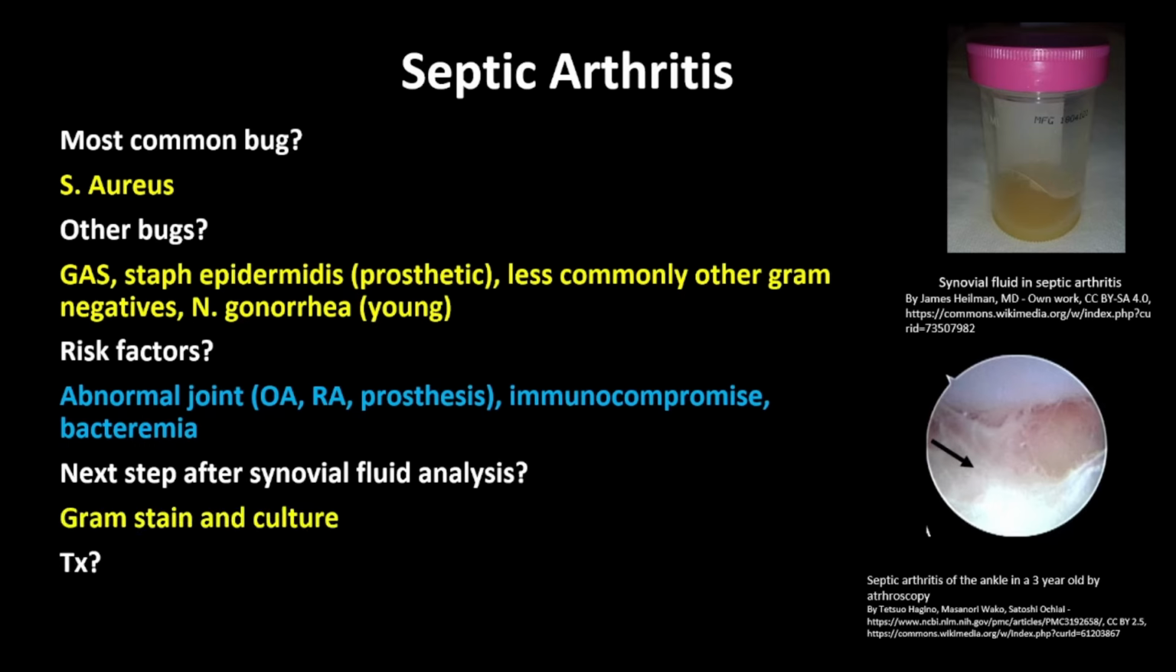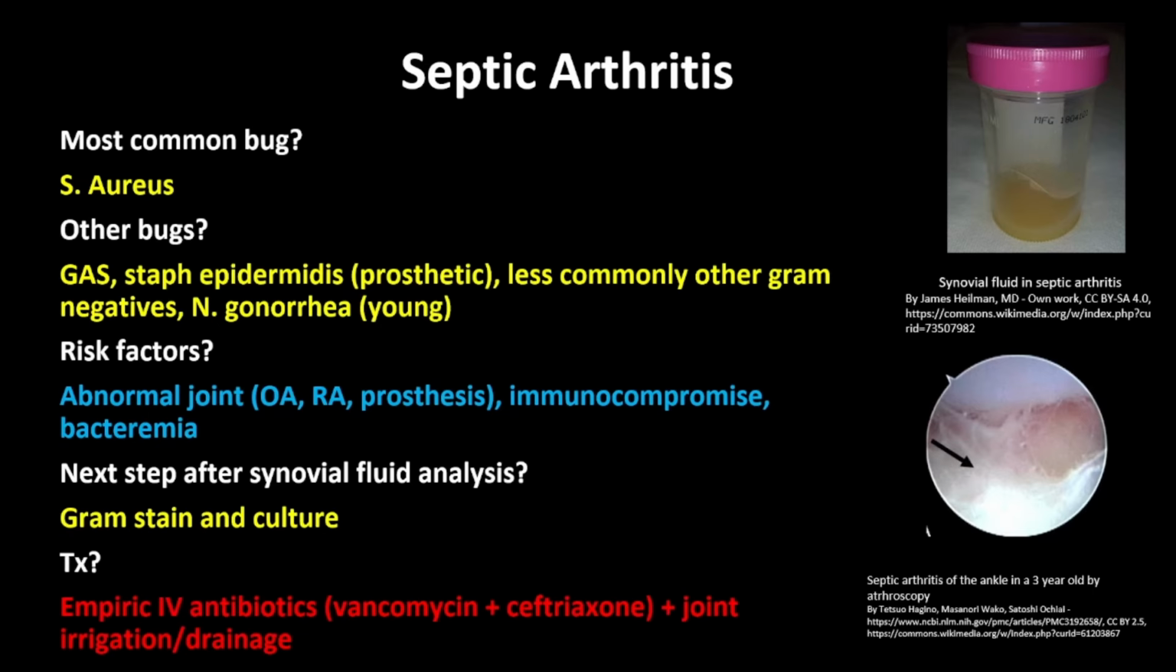And then treatment of septic arthritis, what will that involve? That will be empiric IV antibiotics, and then you want to do a joint washout and drainage of that joint to prevent further joint damage. Empiric antibiotics typically involve vancomycin to cover for potential MRSA, because staph is the most common bug, and then ceftriaxone should cover for any of the gram negatives or Neisseria that can cause septic arthritis.